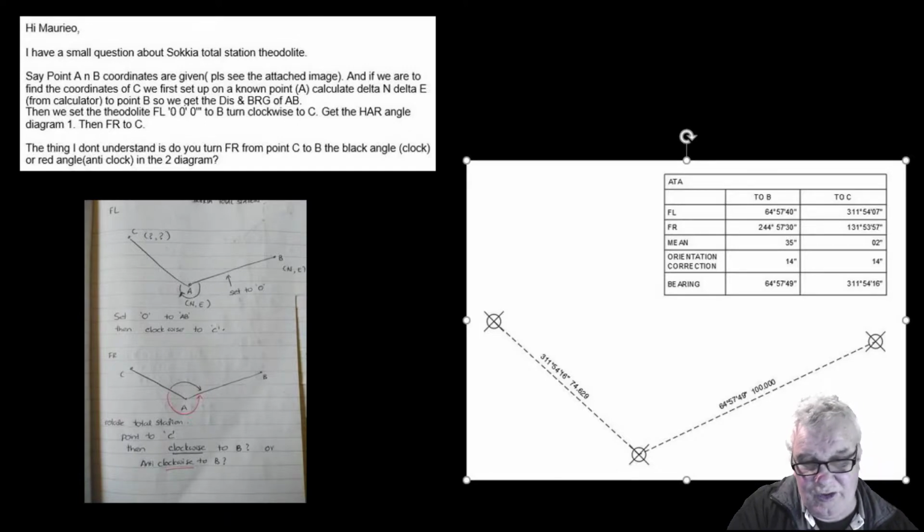I could, if I wanted to, do a face right on B and then do the face left, face right on C. But typically I would do face left B, face left C, and then I would turn the instrument over and do a face right on C, which is 131 53 57, and then I would come back to B.